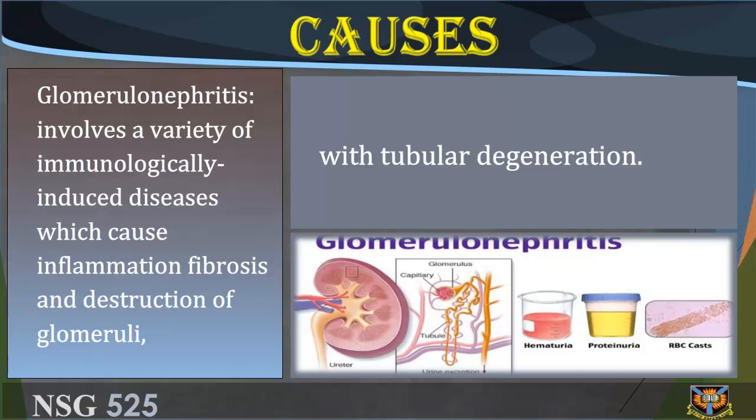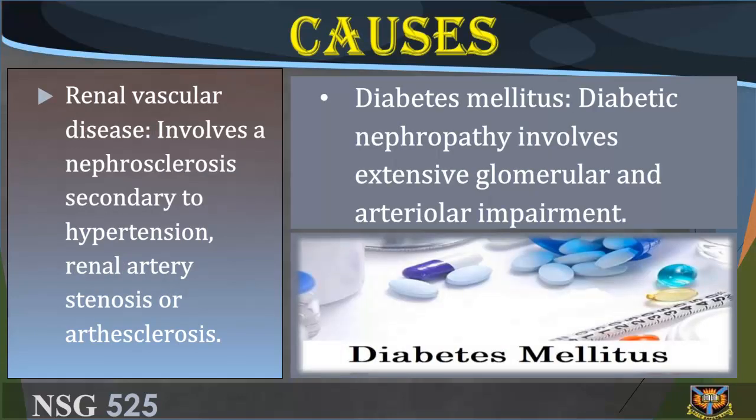Glomerulonephritis involves a variety of immunologically induced diseases which cause inflammation, fibrosis, and destruction of glomeruli with tubular degeneration. Renal vascular disease involves a nephrosclerosis secondary to hypertension, renal artery stenosis, or atherosclerosis. Diabetes mellitus. Diabetic nephropathy involves extensive glomerular and arteriolar impairment. Polycystic kidney disease accounts for 8 to 10% of cases. Progressive enlargement of the cyst compresses functional renal parenchyma, increasing renal insufficiency in this inherited disease.